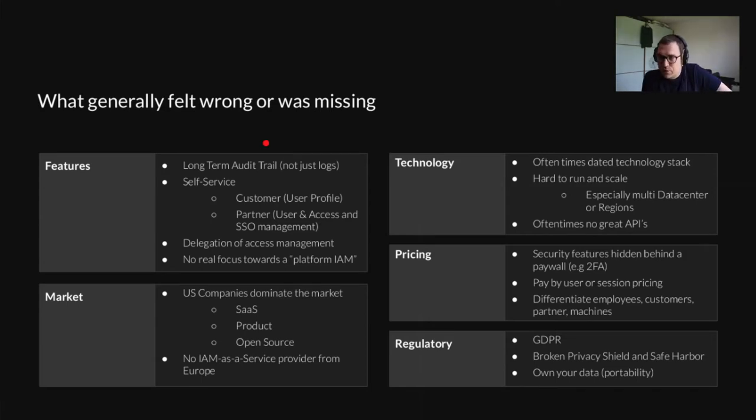So let's dive into what generally felt wrong or was missing. That's quite a wide area of things, so I will kick off with features. Most of the identity systems have absolutely no great capabilities in regard to long-term audit trails. What I mean by that is, in a security system, you want to be able to reproduce any state a certain amount of time in the past. Because if you get a security incident, you might detect it 6 months later, when your log data is already purged, but you still need to make a report on what happened 6 months ago.